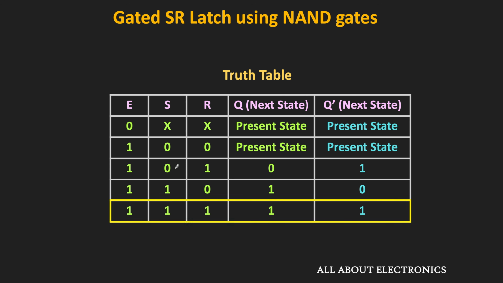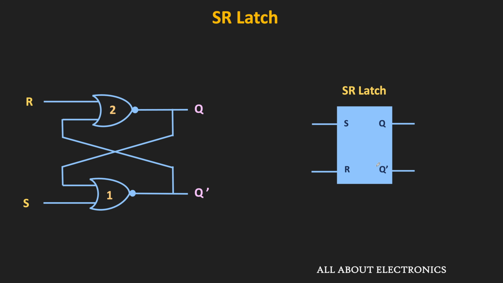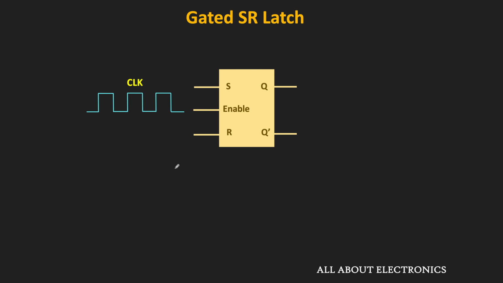And we need to make sure that these inputs do not appear at the SR latch. So that is the gated SR latch using the NAND gates. Now as I said in the previous video, this latch itself is the asynchronous memory element. That means it responds to the input level change immediately. But this gated latch can be used as the synchronous memory element.